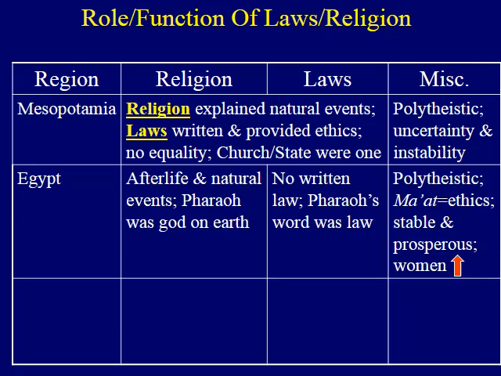When it came to religion, Egyptian religion offered descriptions of the afterlife and explained naturally occurring events. Pharaoh was a god on earth. Laws were not written in Egypt because whatever Pharaoh said was law, as soon as he said it. The Egyptians were polytheistic. Their code of ethical behavior was based on Ma'at. Their society was characterized by tremendous prosperity, and women had more power and influence than in Mesopotamia and many other ancient worlds.